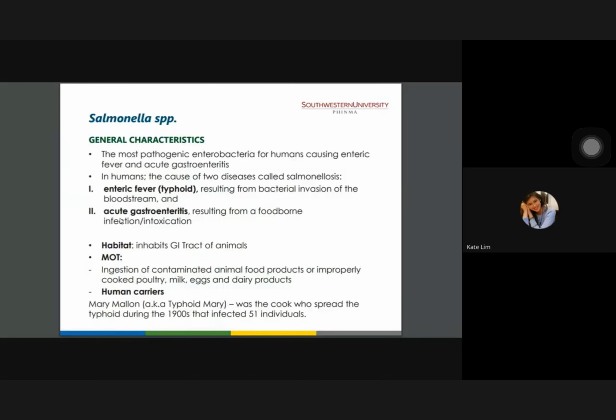So, why do we have this carrier state? For Salmonella, the organ for chronic carriage is the gallbladder. The gallbladder is the site of chronic carriage, meaning chronic carriers can harbor Salmonella typhi or paratyphi without showing symptoms. Antimicrobial therapy can help terminate the carrier state. But what is very unique about these bacteria is there is no evident gallbladder infection.